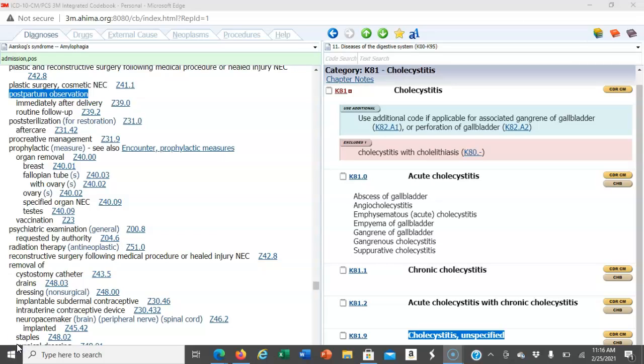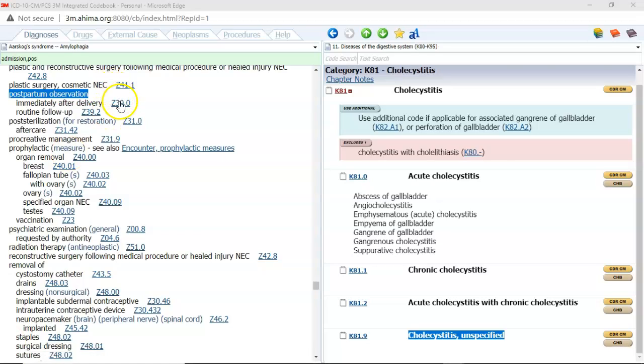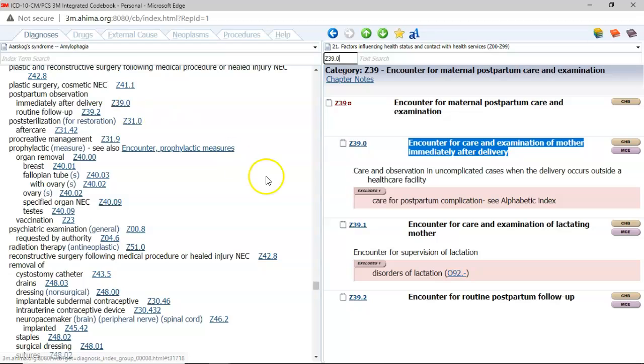There may be instances where an OB patient delivers before they get to the hospital. And so the guidelines tell us that if the patient delivers outside of the hospital and that she's admitted for routine postpartum care, that we assign code Z39.0. And in the index, we can go to admission, postpartum observation immediately after delivery, and we find this code Z39.0. And you're going to have to see how your facility handles these.